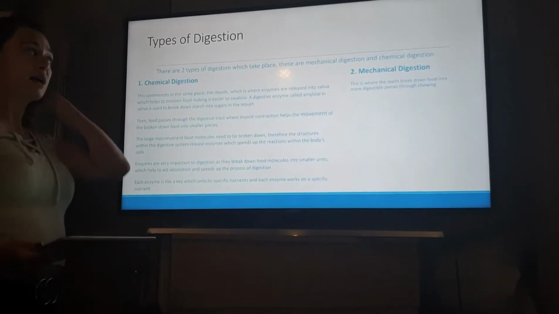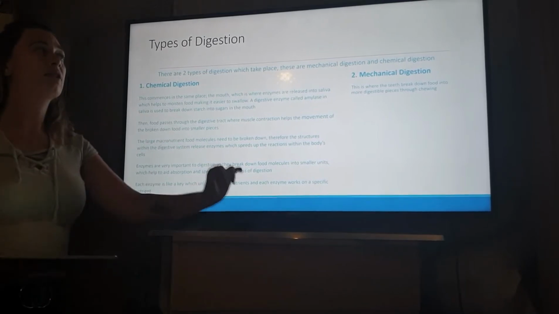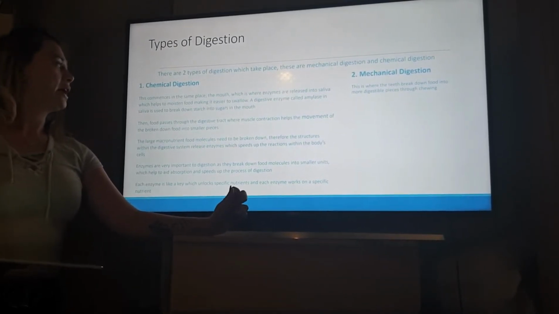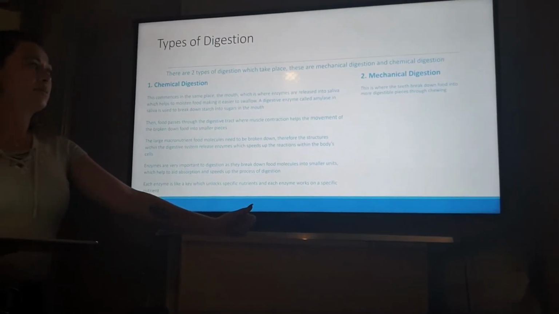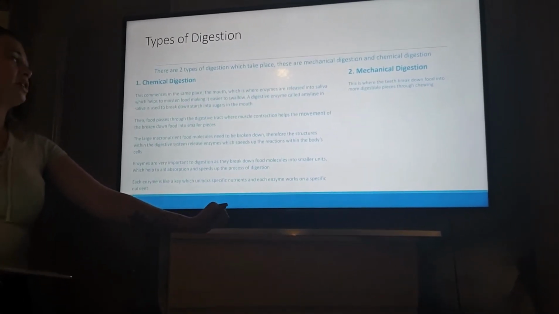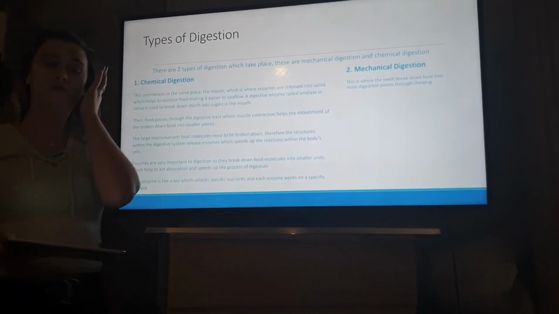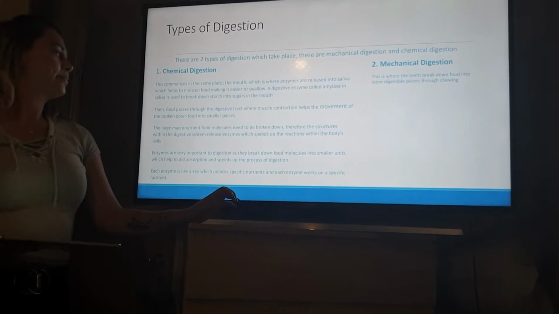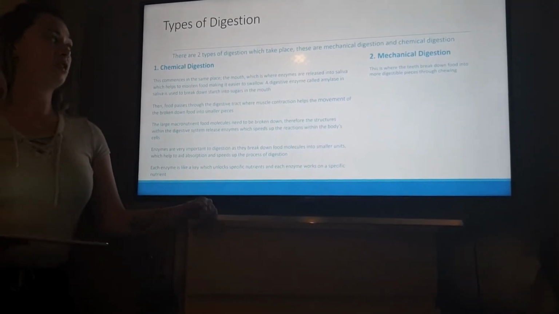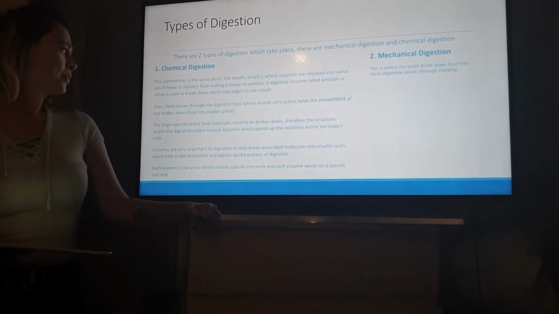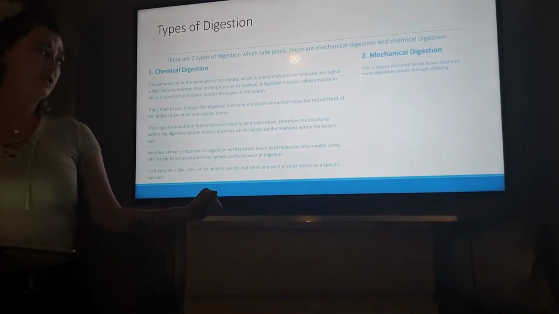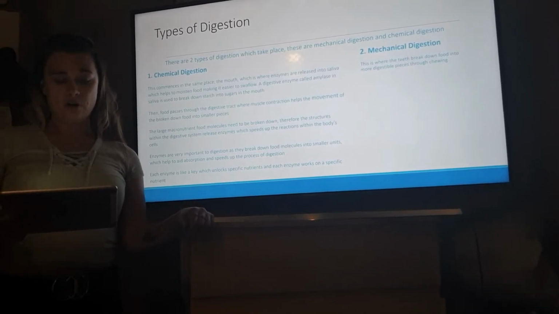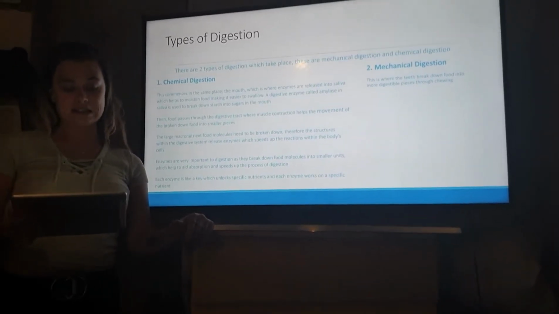There are 2 different types of digestion which take place, which are mechanical and chemical. The chemical digestion is where the enzymes are released into the saliva, which help to moisten the food to make it easier for swallowing. A digestive enzyme called amylase in saliva is used to break down the starch into sugars in the mouth. The food then passes through the digestive tract, where the muscle contraction helps the movement of the broken down food into smaller pieces.